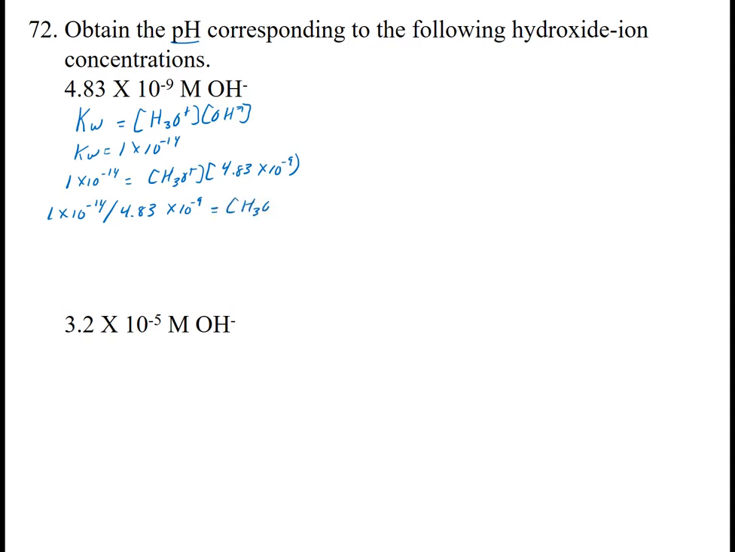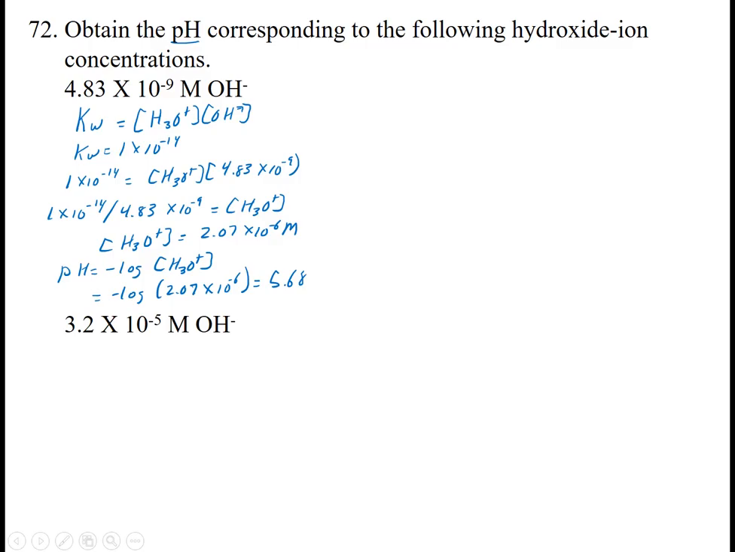So you get H3O plus. The H3O plus concentration is 2.07 times 10 to the minus 6th molar. And then the pH is the negative log of the hydronium ion concentration. So that's the negative log of 2.07 times 10 to the minus 6th, and I get 5.68. So that's method number one.